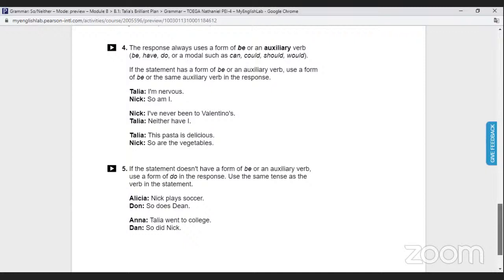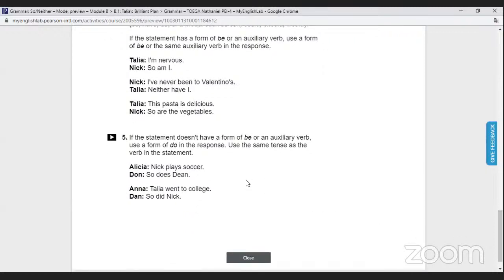Very good. Number five, we say, if the statement doesn't have a form of be or an auxiliary verb, use a form of do in the response. Use the same tense as the verb in the statement. Like, examples? Before the examples, in a more informal way, is it correct to say, instead of neither have I, an informal way would be me neither, right? Yes, exactly. It's like me too, the same, me neither. But that's in an informal way.